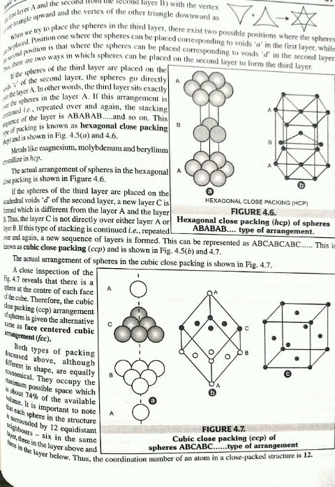If the spheres of the third layer are placed on the voids C of the second layer, the spheres go directly over the layer A. In other words, the third layer sits exactly over the spheres in the layer A.